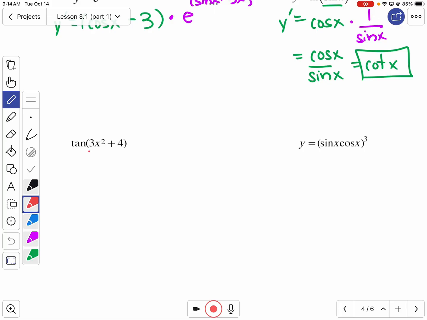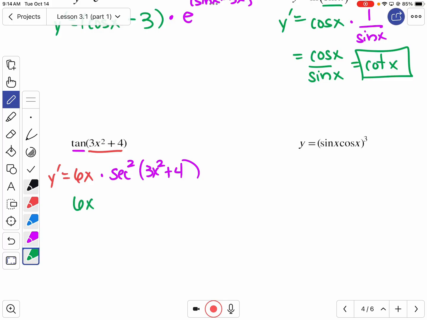So let's start inside. Derivative of 3x squared plus 4. Yep, thank you. Then our outside is tangent. What's derivative of tangent? Secant squared, and we keep the inside stuff the same. So 3x squared plus 4. And that is actually all you could really do to that. 6x secant squared of 3x squared plus 4. There's really not a trig identity for that one.